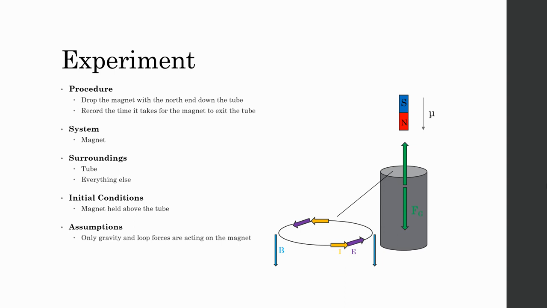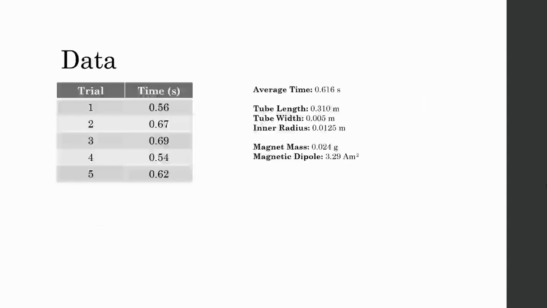In this experiment, a magnet is dropped north end first down an aluminum tube. The time it takes for the magnet to pass through the tube is then recorded 5 times and the average is calculated. The system is a magnet and the surroundings are the tube and everything else. The initial condition of the experiment has the magnet held above the tube. It is assumed that gravity and loop forces are the only acting forces on the magnet, ignoring forces like air resistance.